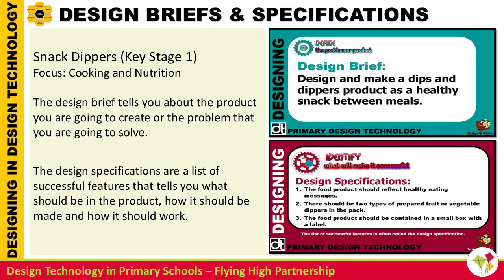This is developed further through the design specifications in terms of children knowing what are the healthy eating messages in Key Stage 1, what is meant by prepared fruit or vegetables and which fruit and vegetables are suitable to make into a dipper, what information is contained on food labelling and why food is packaged. Once children have this knowledge from the design brief and design specifications, they can then apply it to design and make their food product.